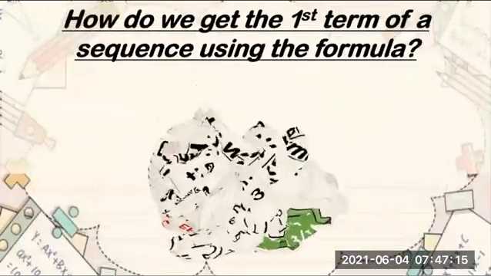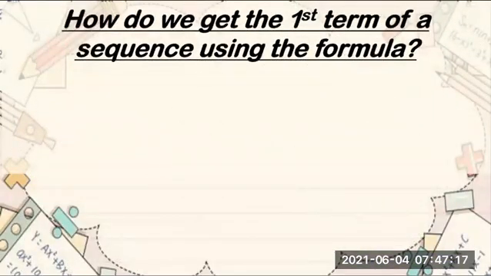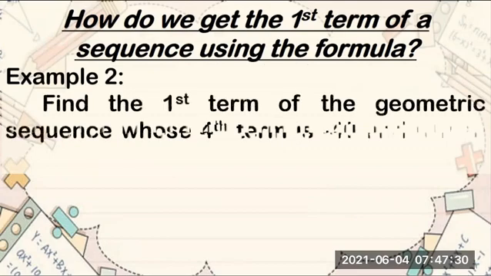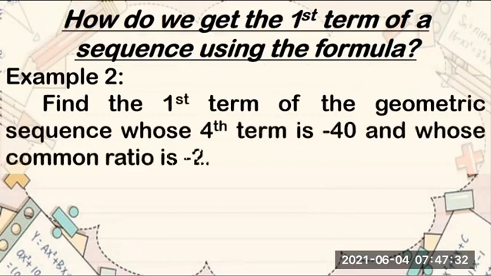So aside from finding the nth term of the geometric sequence, we can also get the first term of a geometric sequence using the formula. So let's have another example. For example number 2, we are going to find the first term of the geometric sequence whose fourth term is negative 40 and whose common ratio is negative 2.